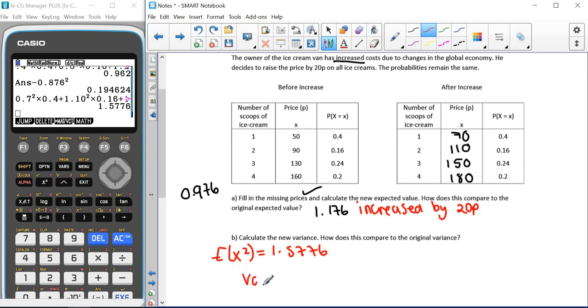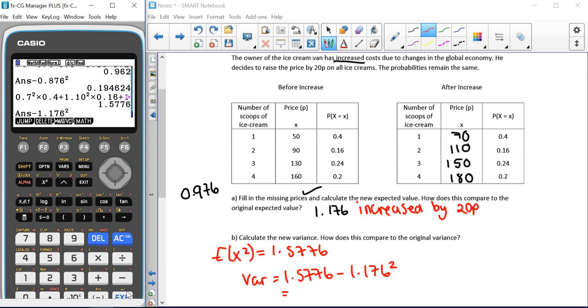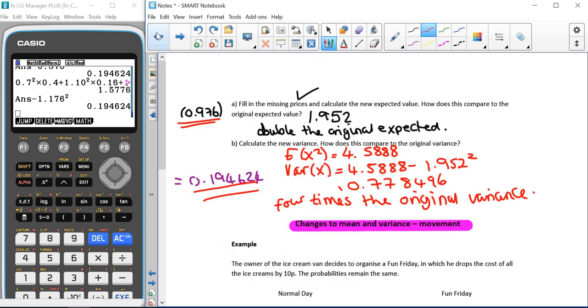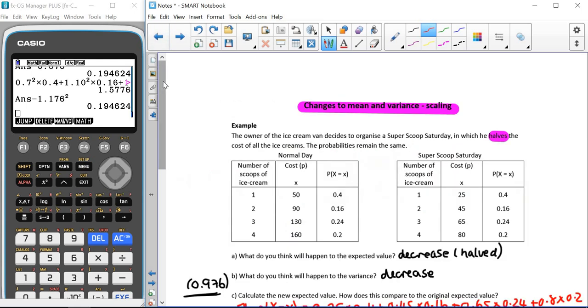1.5776. So for the variance, we're going to have our E of X squared, our 1.5776, minus our E of X, 1.176 squared. And again, we end up with 0.194624, which is the same as what we had before. So adding on and taking off values does not change the variance. However, multiplying or halving our values does.